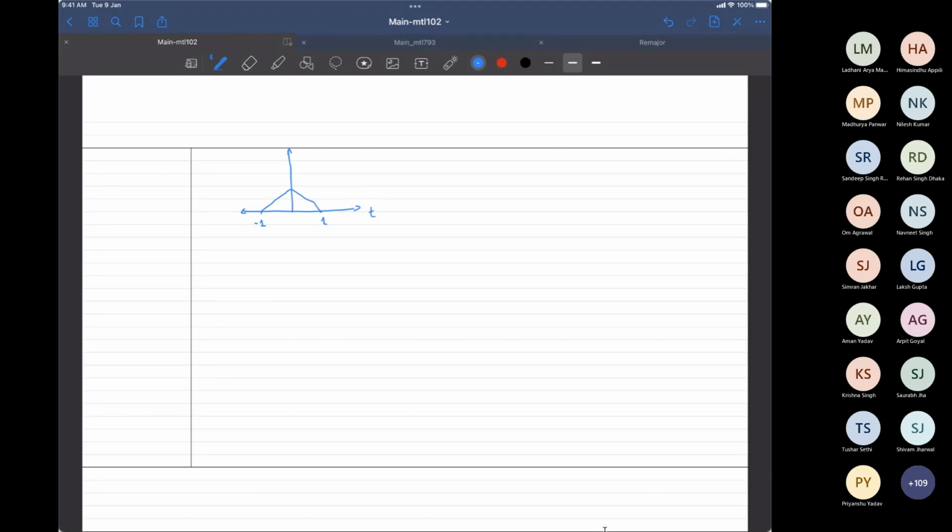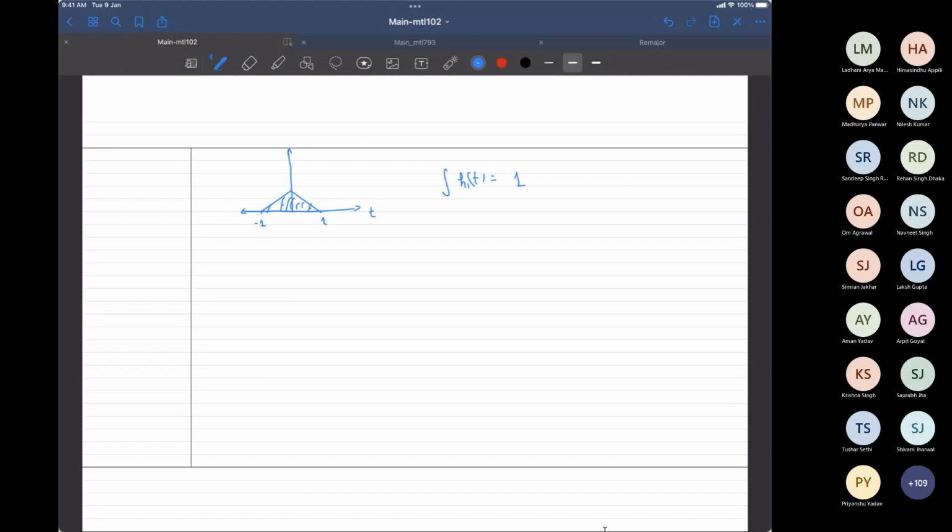So these are straight lines. Let me draw them a little bit straighter. Okay, so these are straight lines, and they are in such a way that the total area under this thing is 1. So the integral of h1(t) is equal to 1. Okay.